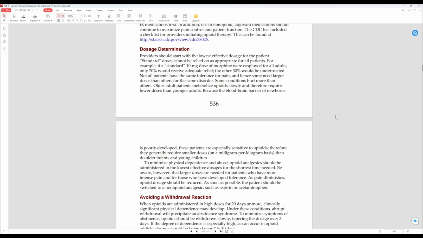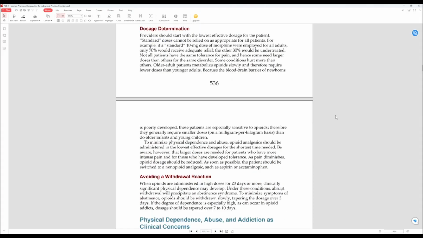Dosage determination. Providers should always start with the lowest effective dosage for a patient. Standard doses cannot be relied on as appropriate for all patients. For example, if a standard 10 mg dose of morphine were employed for all adults, only 70% would receive adequate relief. The other 30% would be undertreated. Not all patients have the same tolerance for pain, and therefore some need larger doses than others for the same disorder. Some conditions hurt more than others.